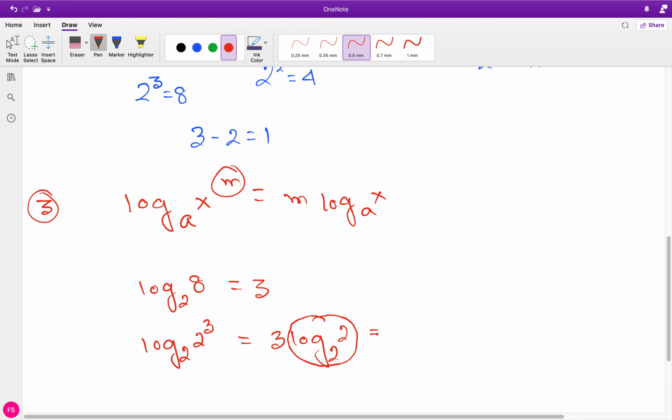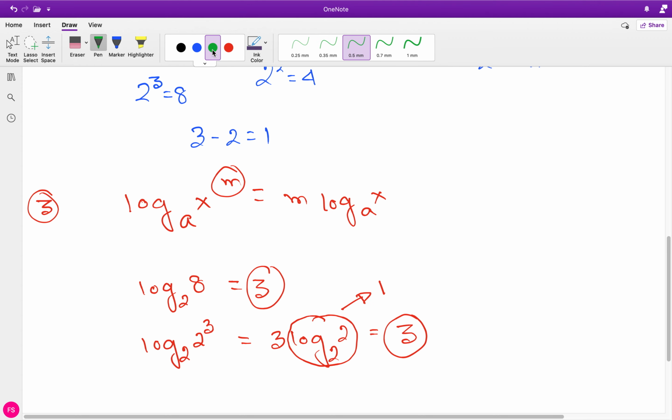You have to think of a term, like the power of 2 has to be something that will give you 2 as well. This equals 1 because 2 to the power of 1 is 2. This expression evaluates to 1. And we know 3 times 1 is 3 as well. It matches with this answer. That means this formula is correct as well. And this is our third rule.